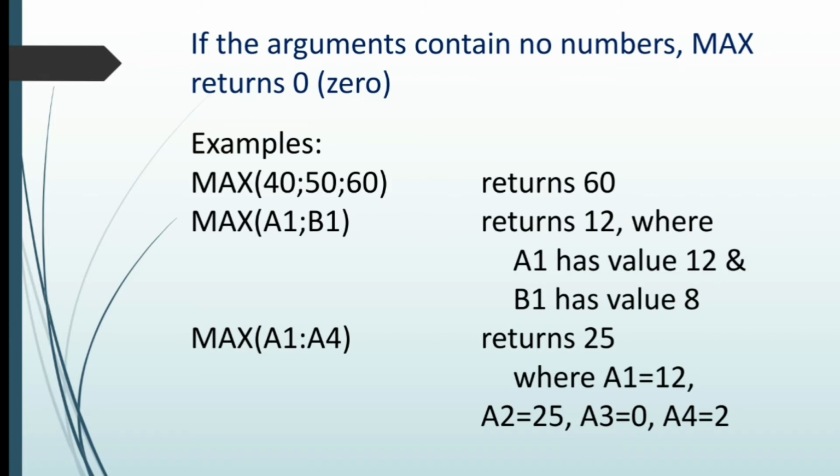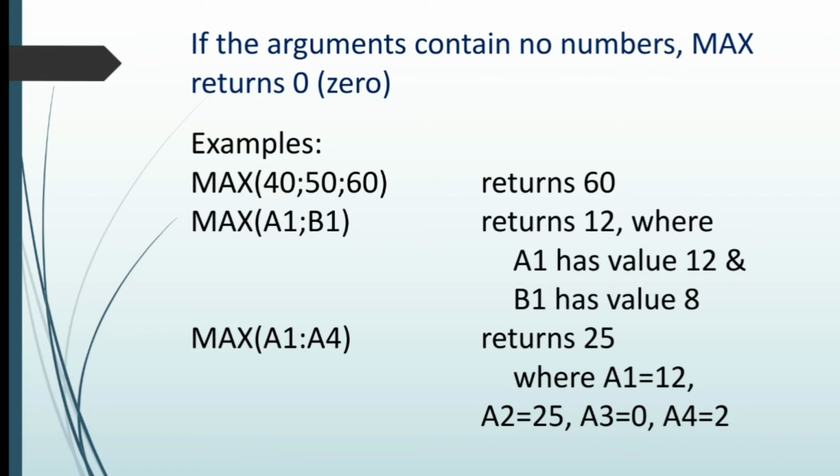Some examples of this function are MAX(40, 50, 60). It would return the value 60, which is the maximum of 40, 50 and 60. MAX(A1, B1) would return 12, where A1 has value 12 and B1 has value 8.